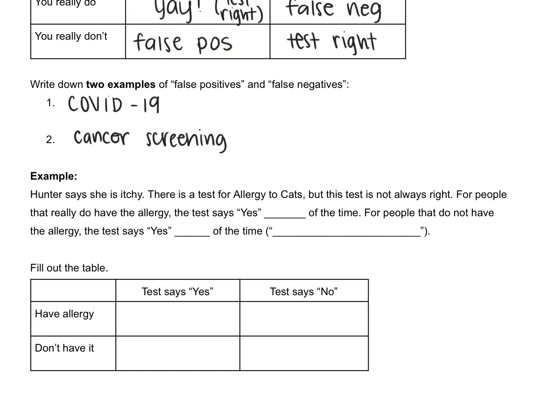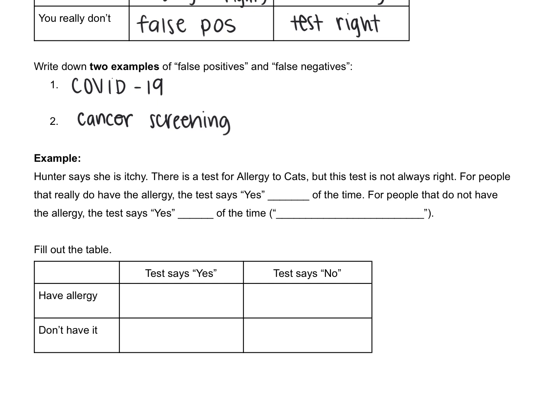So let's go ahead and take a look at an example. Hunter says she is itchy, and there is a test for allergy to cats, but this test is not always right. For people that really do have the allergy, the test says yes 80% of the time. And for people that do not have the allergy, the test says yes 10% of the time. And this is what we call a false positive.